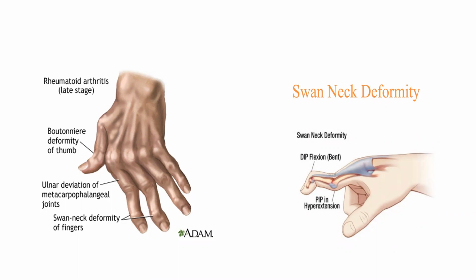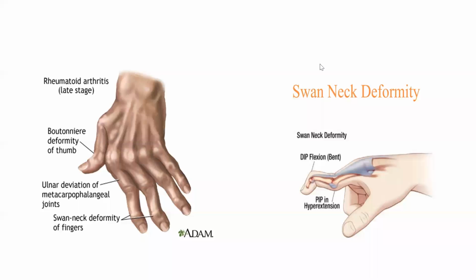Now, if you come to the hand, there are two, three types of deformity. One is your swan neck deformity. The neck looks like a swan neck. There's a flexion in the DIP joint, and in the PIP there is a hyperextension. So DIP joint there is a flexion, and PIP there is a hyperextension. So it looks like a swan neck.